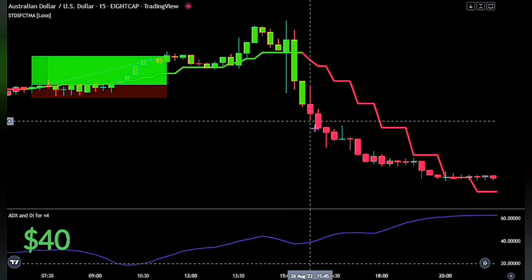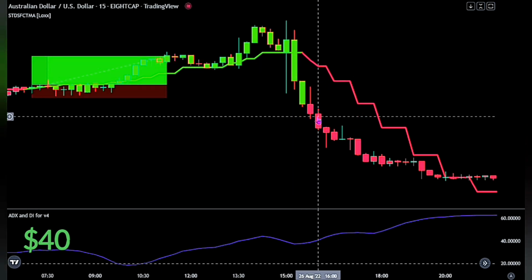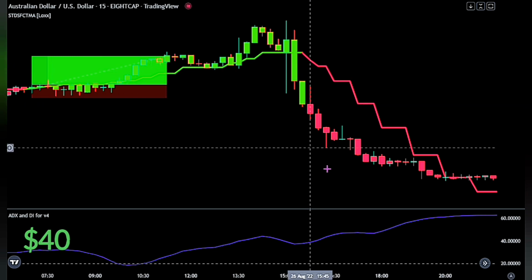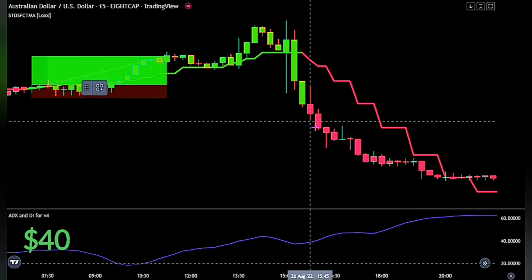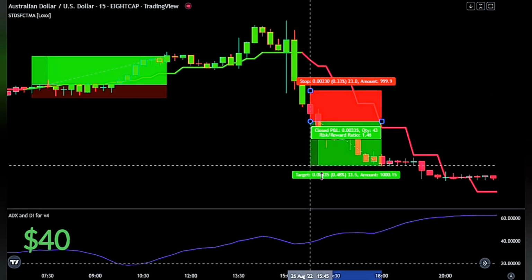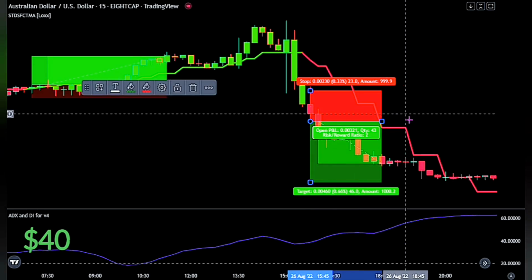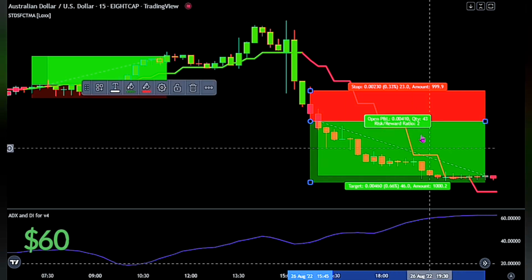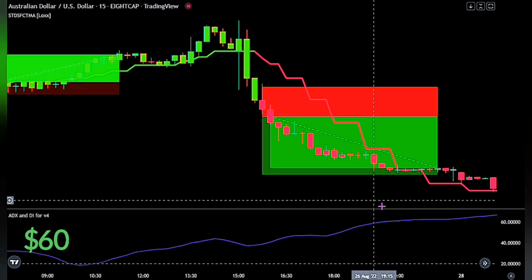Okay, here we see another entry for a sell trade. As we see, we have all our conditions met at this point. We would go ahead and place a sell entry at the bottom of this candlestick. We see it was a success. Let's move on.